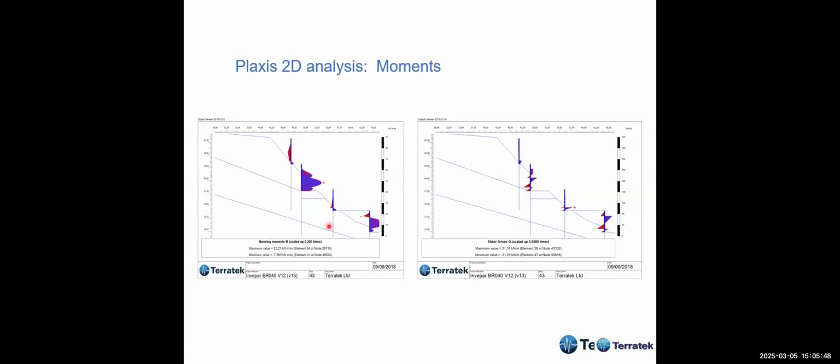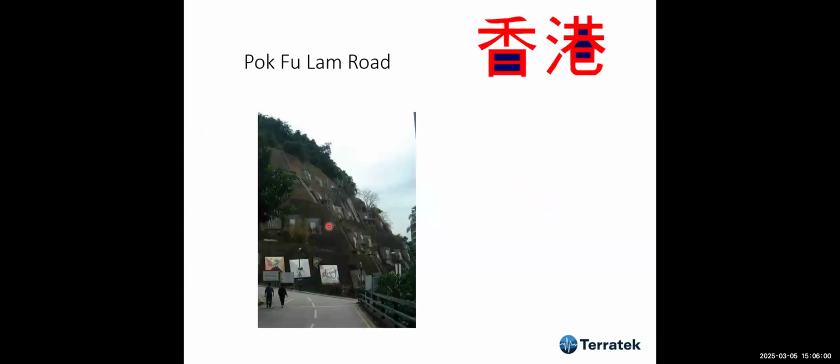Also, he came up with moments and shear values in order to design the walls, the concrete. And here are some examples in Hong Kong, where I worked for some time. Most of the walls I have seen in Hong Kong were made by soil nailing.